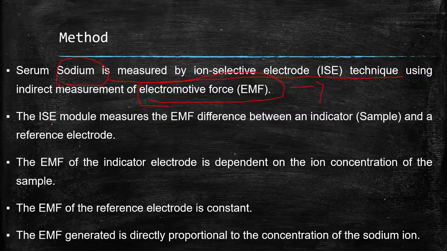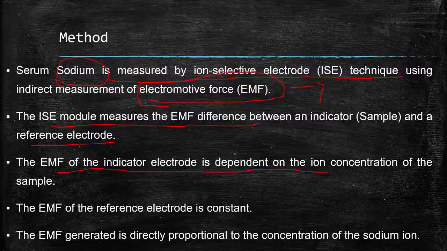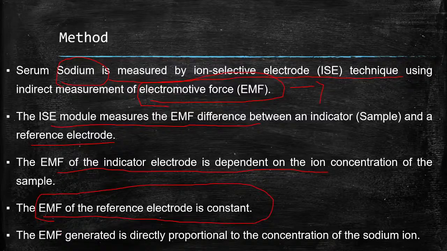Okay. So the ISE module measures the electromotive force difference between an indicator and a reference electrode. The electromotive force of the indicator electrode is dependent on the concentration of the sample. Higher the electromotive force, higher is the concentration of the sample. By comparing with the standard, we will be able to calculate the amount of the particular ion concentration that we are measuring. The EMF of a reference electrode is always constant because we will be using a known concentration of a particular electrode.